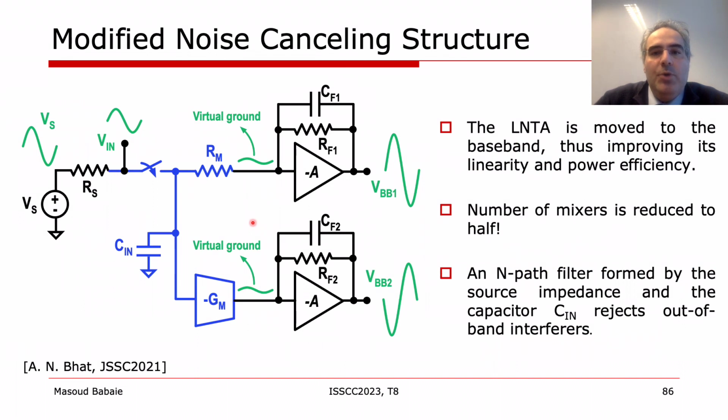This slide shows the modified noise cancelling structure. The matching resistor and the GM transconductance are moved from the RF port of the mixer to its baseband port. In this way, the GM cell operates at much lower frequencies, thus improving its linearity and power efficiency. Moreover, the number of the mixers reduces to half, thus saving significant power in the LO buffers. Finally, the source impedance Rs, mixers, and the input capacitance of the GM cells form an N-pass filter, thus rejecting out-of-band blockers at the input of the receiver significantly.